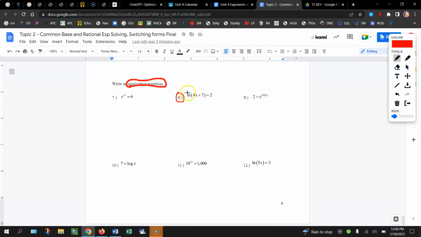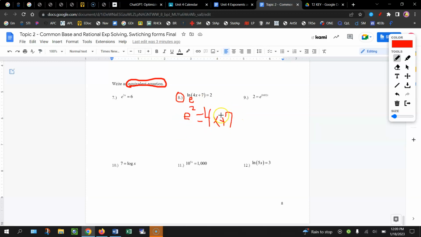I see natural log, so that's what power. Natural logs have base e. It's not going to be written. E raised to what power equals 4x plus 7. What power you raise e to get 4x plus 7 is 2. So the power is 2. The base is e. So e to the second power is equal to 4x plus 7.